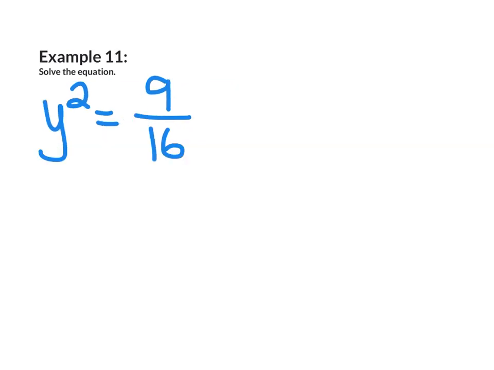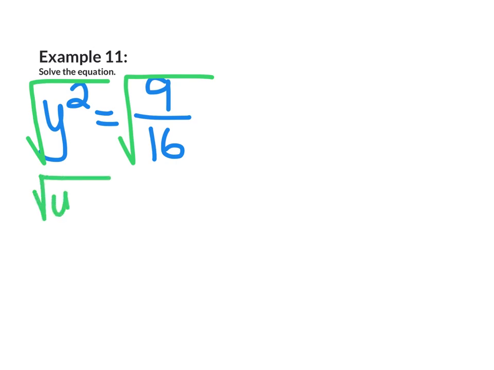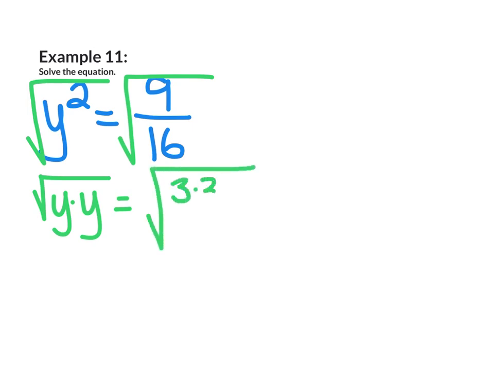Example 11. Solve the equation. Y squared equals 9 over 16. So first, I'm going to take the square root of both sides. Y squared can be rewritten as y times y. 9 over 16, I'm going to leave that in fraction form. So 3 times 3 will give me 9, and 4 times 4 will give me 16.